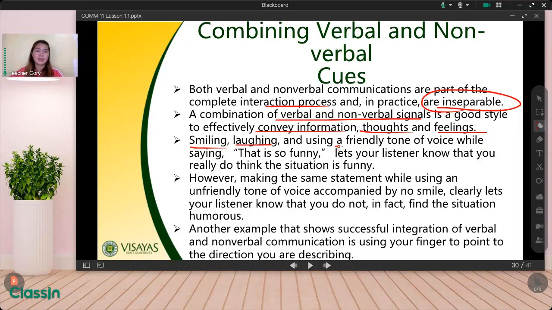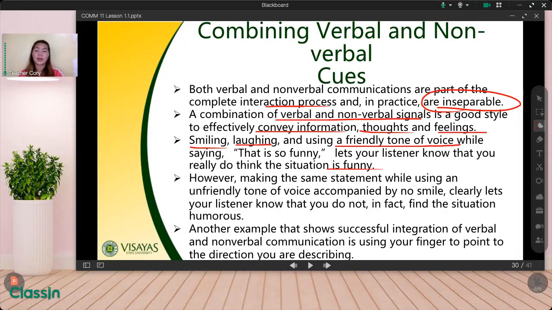Smiling, laughing, and using a friendly tone of voice while saying, "That is so funny," lets your listener know that you really do think the situation is funny. But making the same statement while using an unfriendly tone of voice, accompanied by no smile, clearly lets your listener know that you do not, in fact, find the situation humorous. Like, "That is so funny." That's like sarcastic.